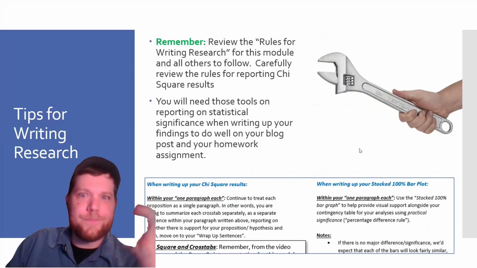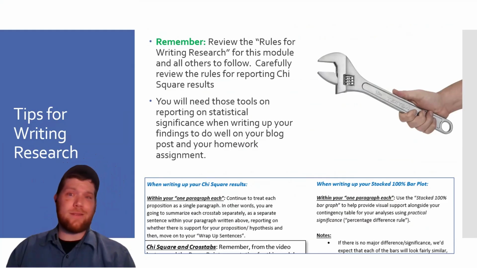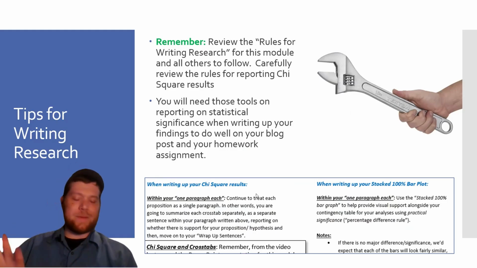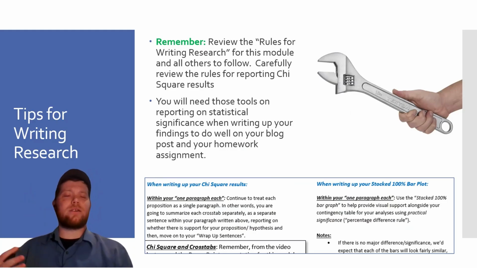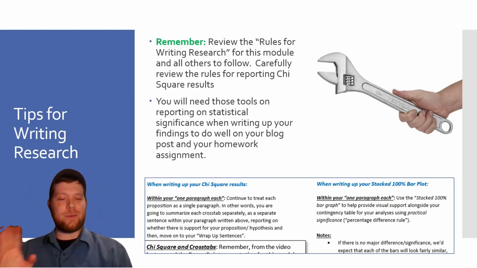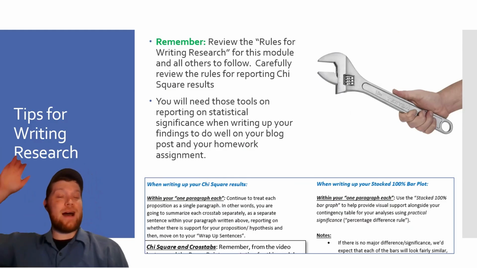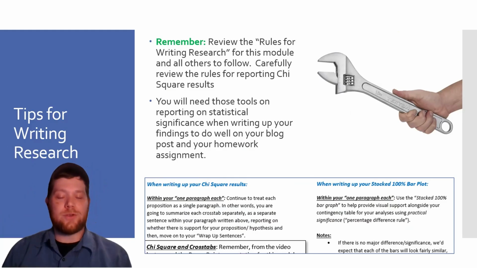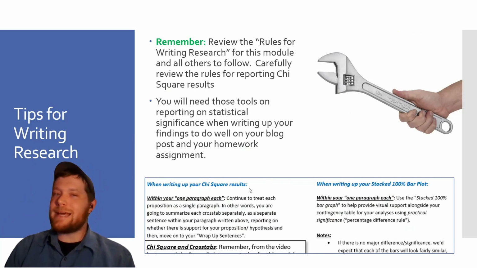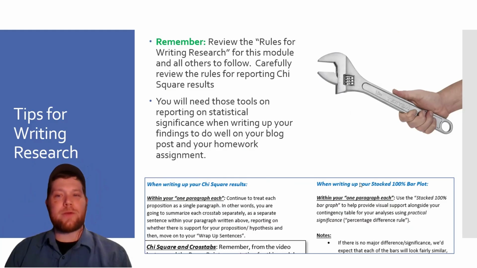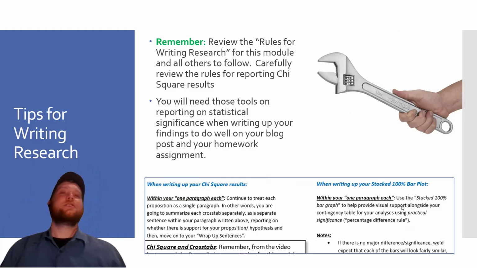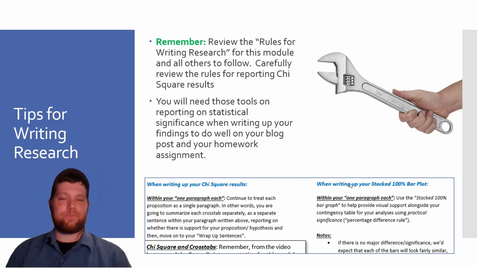Remember, as always, review the rules of writing and make sure you check the two new things that we have. It's a little deceptive. The first page looks exactly like Module 4. It's intended to, so you don't have to look at Module 4 anymore in terms of the rules of writing. You can go right into Module 5, and it has everything you need from those two modules. But on the second page is where the stuff becomes new: writing up your chi-square results and then writing up your stacked 100% bar plots, and the things you're supposed to add into your writing to enhance it to the next step.